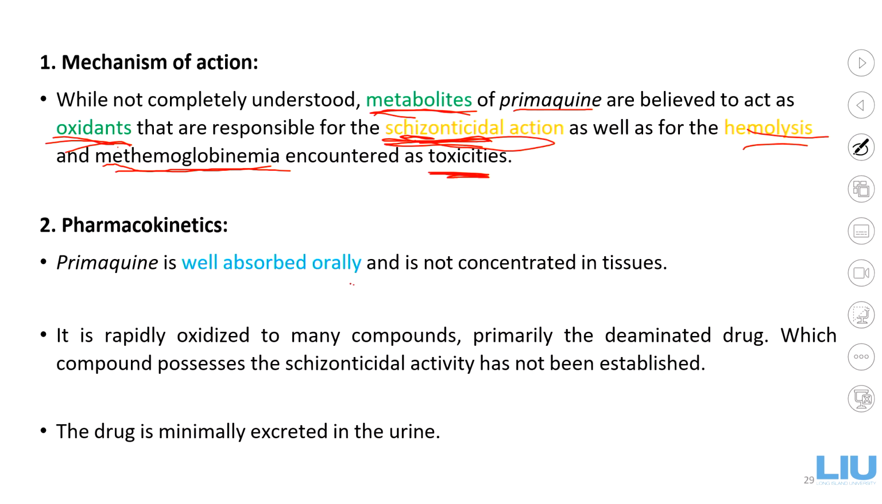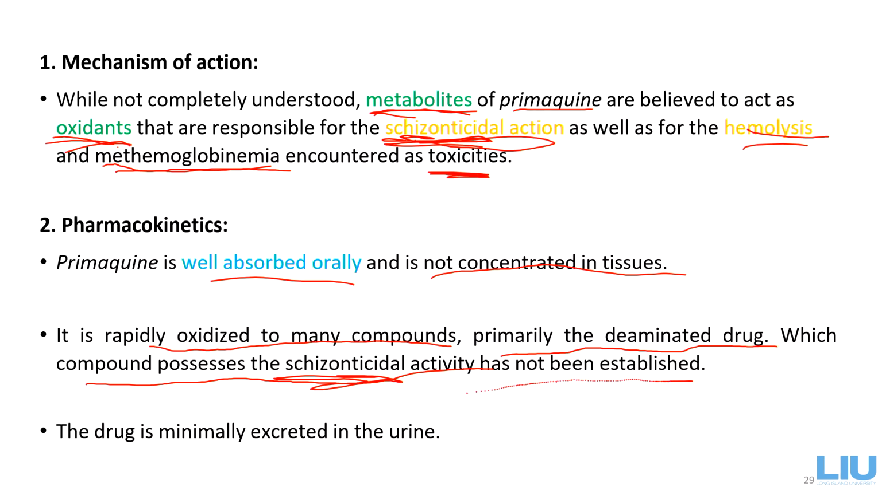Pharmacokinetics: it's well absorbed orally, and it is not concentrated in the tissues, so it must have a smaller volume of distribution. Rapidly oxidized to many compounds, primarily the deaminated drug, which possesses the schizonticidal activity, has not been established. Which compound has not been established? It is rapidly oxidized to many compounds, primarily the deaminated drug. Which compound has not been established?